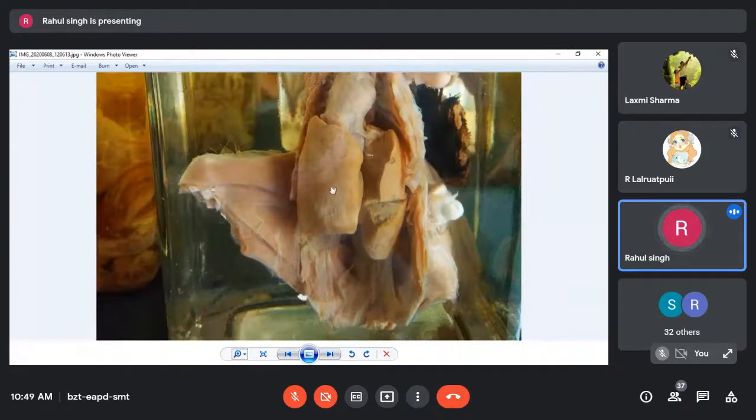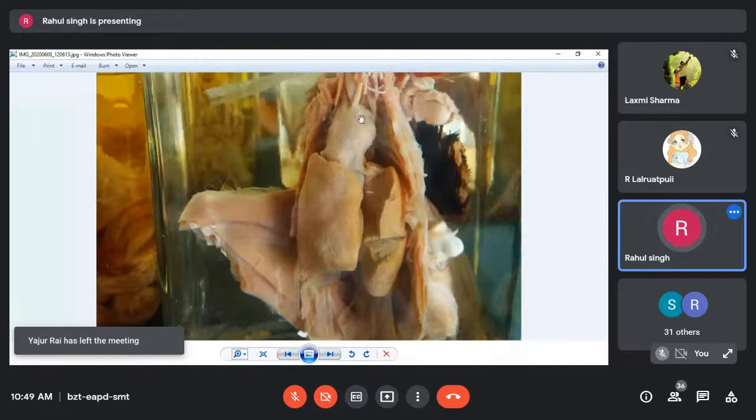This is once again the necrotic foci on the liver. You can see here some part has been cut for the diagnosis of it. And you can see there is also mild pericarditis, the cloudy pericardium of the heart.